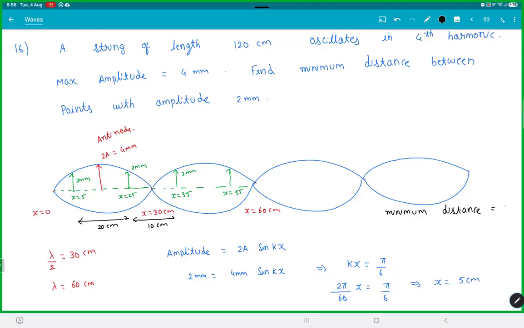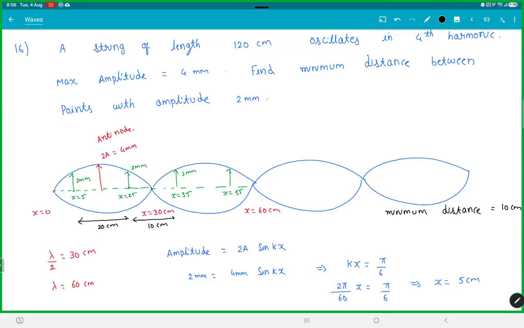Because if you take the 2 points in the same loop, you will think it is 20 centimeters. That's not the minimum distance. Right, Aditi. Right, Samyak, we have there. All clear with this? Understood how we did this?